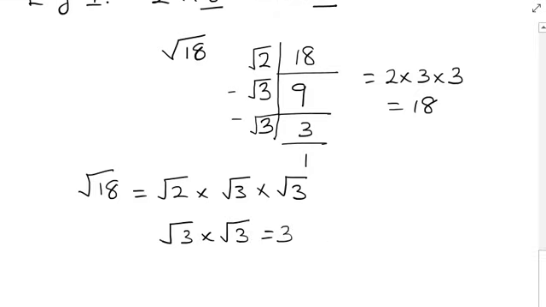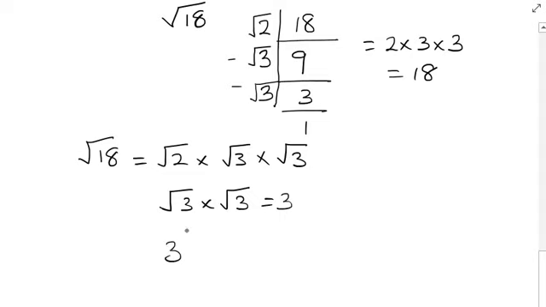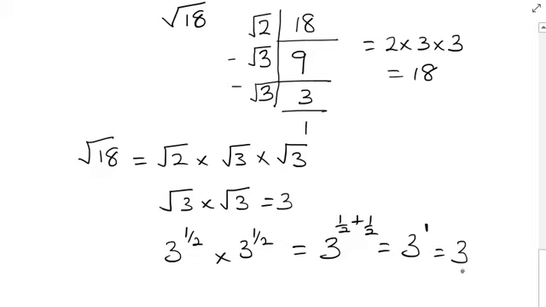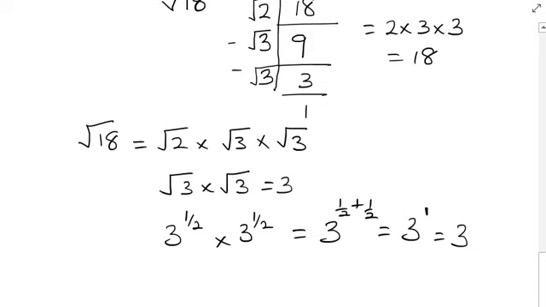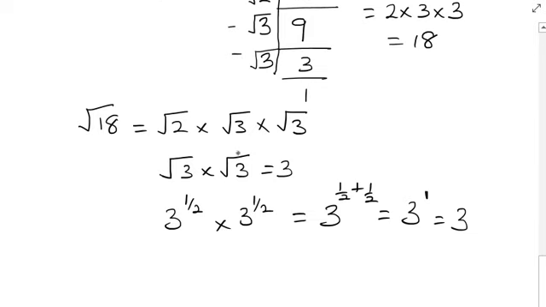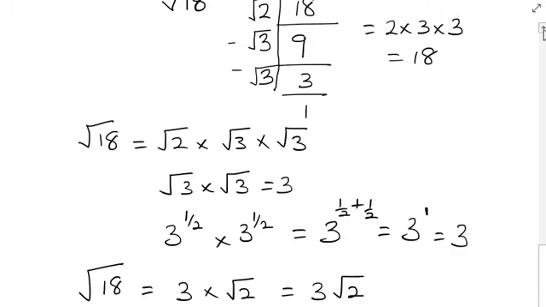Root 3 multiplied by root 3 will give us 3. The way we got that was root 3 means 3 raised to the power half multiplied by 3 raised to the power half. That's what it means when we say root 3. Simplifying that will be 3 raised to the power half plus half, which equals 3 raised to the power 1, which is 3. Because root 3 times root 3 is 3, we can rewrite root 18 to be 3 times root 2, which is 3 root 2. So that's root 18.